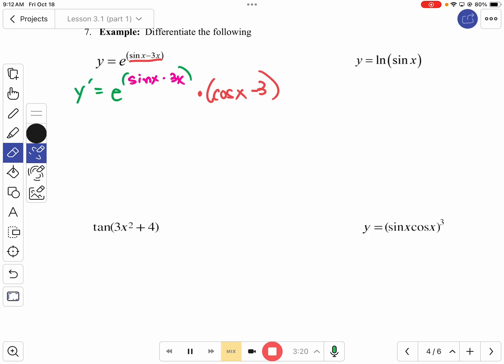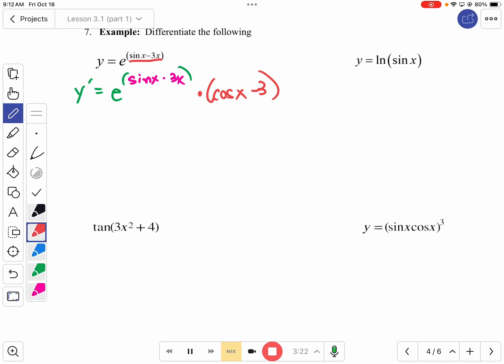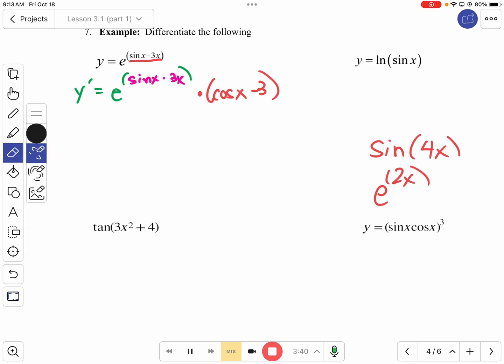Okay, sorry, let's go back to e to the x. We got distracted. It got really crazy right there. All right, so you know how if we did sine of 4x, we know that's a composition. Sine's on the outside. There's something other than x on the inside. Same with e. E to anything is a composition, and it'll always be the outside.